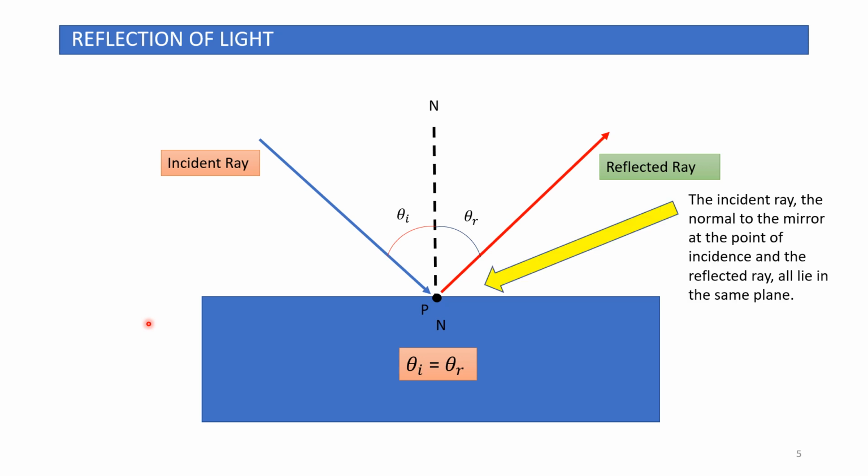And you can see over here the incident ray, the normal to the mirror at the point of incidence, that is the point P, and the reflected ray, they all lie in the same plane. So it's the first law of reflection, and then the second law of reflection is theta I equals theta r. So this is how we are going to diagrammatically represent the law of reflection.